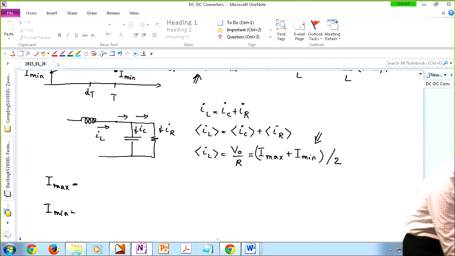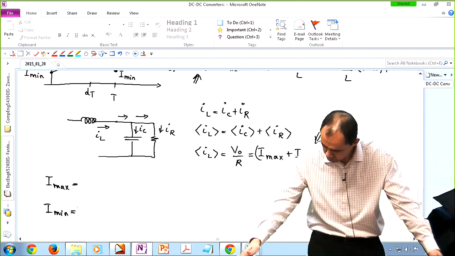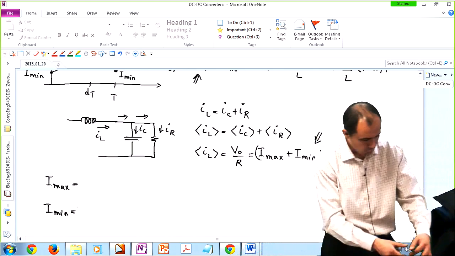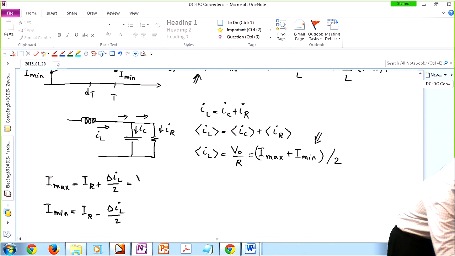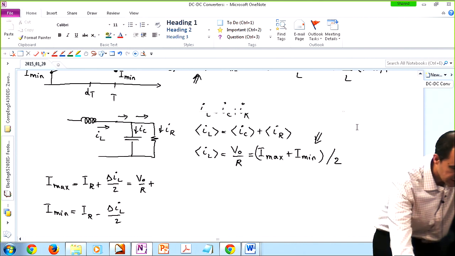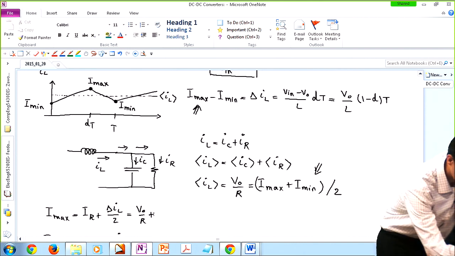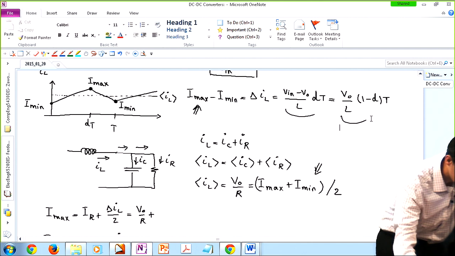All right, I have the expression here. Let me just write it over here. Or I can just write it like this: IR plus half of delta IL. This would be IR minus half of delta IL. And remember, IR is V out over R plus delta IL. We had an expression up here or here, whichever you want to use.